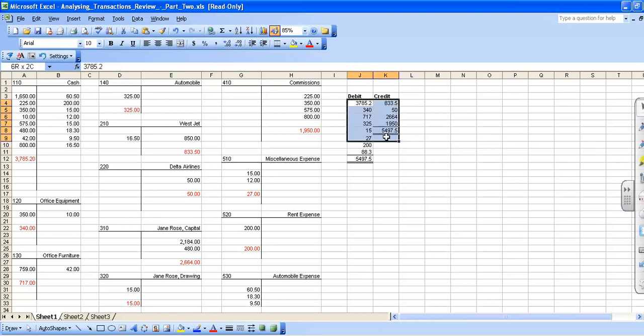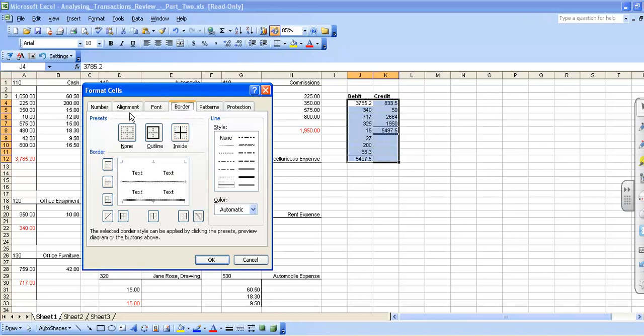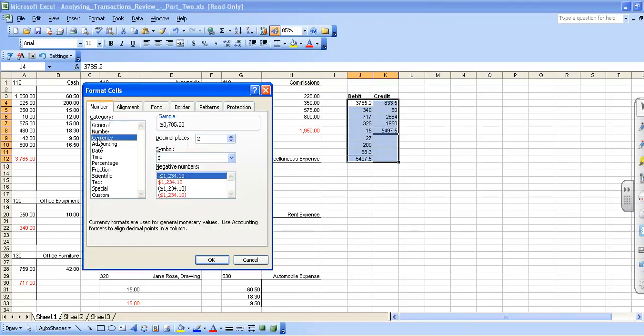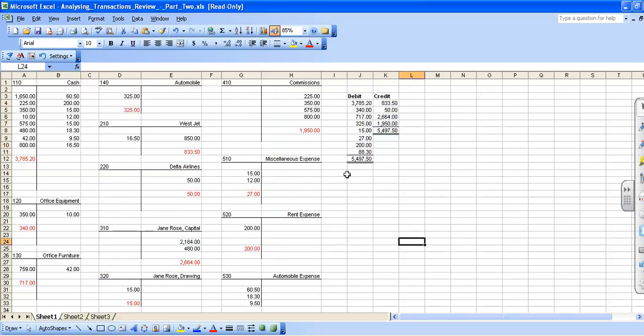And you can see that the two numbers equal. I'm just going to make them into currency for you, with no dollar sign. And there we have it. The debit side, or the left side, is equal to $5,497.50, as is the right-hand side, $5,497.50. Therefore, you've completed your work correctly. Congratulations!